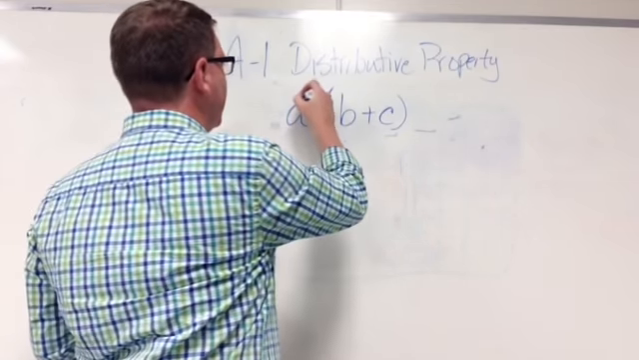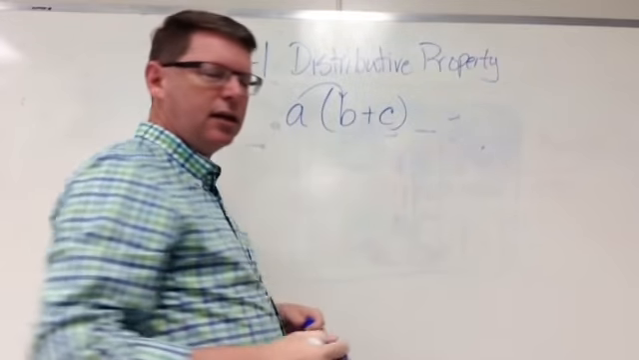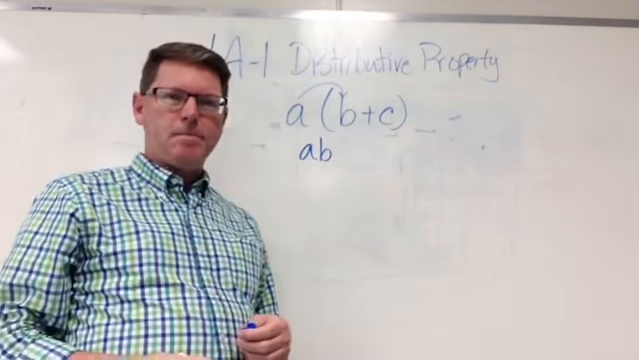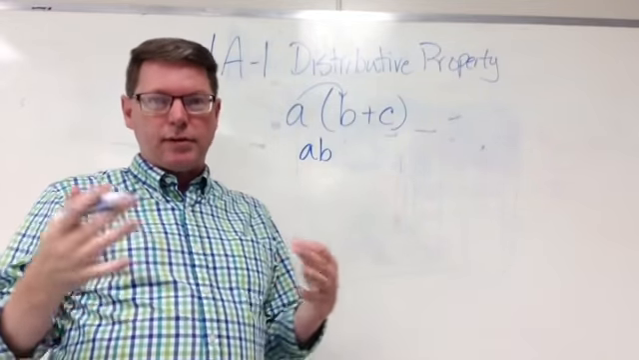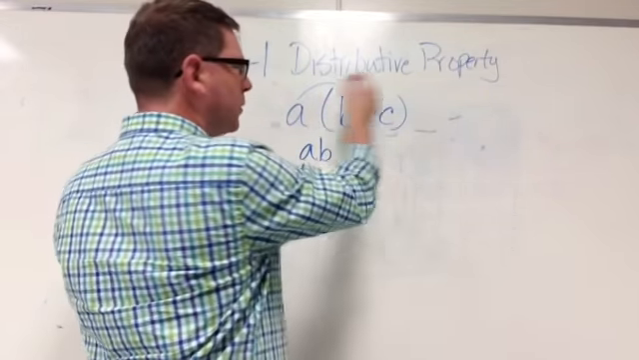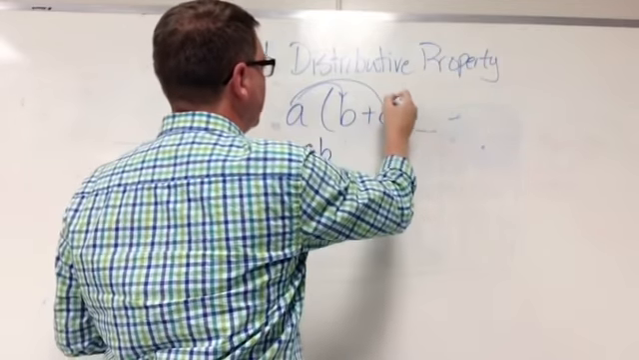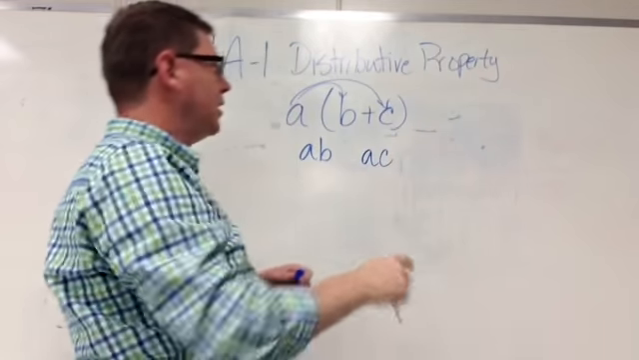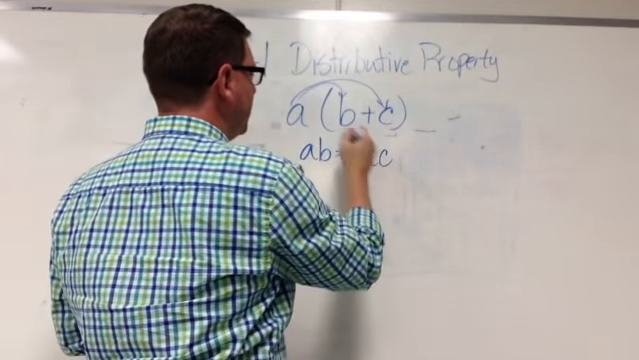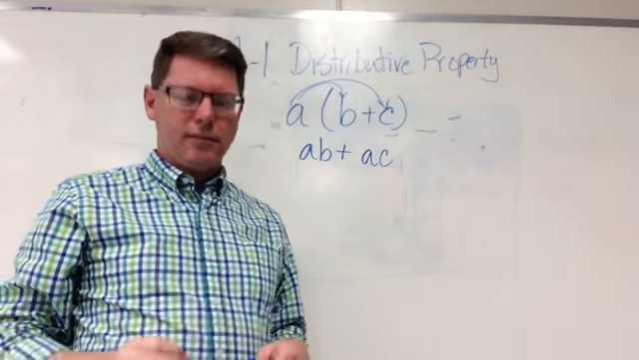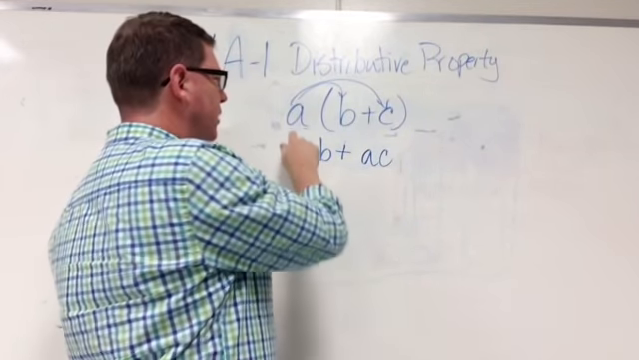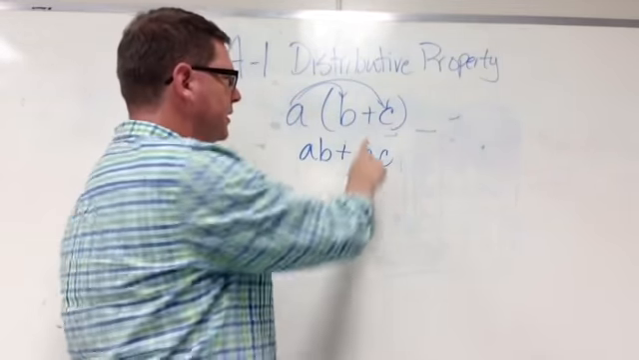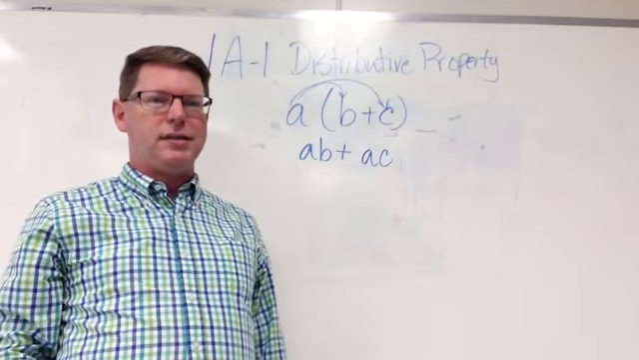So I'm going to take this A and multiply it by the B. When I multiply A times B, I get AB. Because they're not the same, I can't do anything else. They're not numbers, it's just A times B. And then I'm going to take that A and multiply it by the positive C. A times C is AC, and I have to put a plus sign here because it's positive times a positive. That makes positive. So the distributive property, I take whatever's on the outside and multiply it by everything that's on the inside. It only works if there's a plus or a minus inside the parentheses.